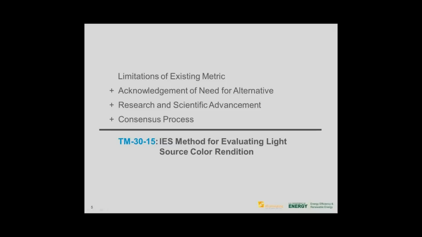So beginning now with part 1, TM-30, how it came to be. I came up with this little equation that summarizes all the parts that went into making TM-30 what it is. It begins with limitations of an existing metric, CRI, an acknowledgement of need for an alternative, a lot of research and scientific advancement over the past 50 years, and especially the past 10 or 15 years. And then finally, one of the most important ingredients that separates TM-30 from a lot of the other proposals that you might be familiar with is the consensus process that this group worked through to develop TM-30 within the IES.